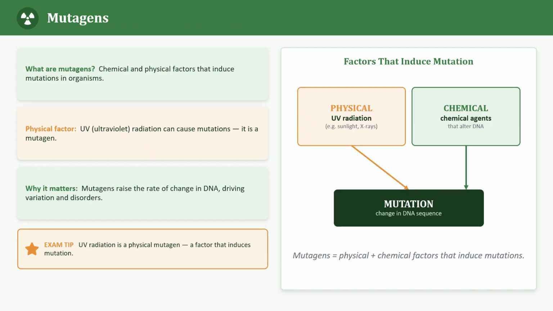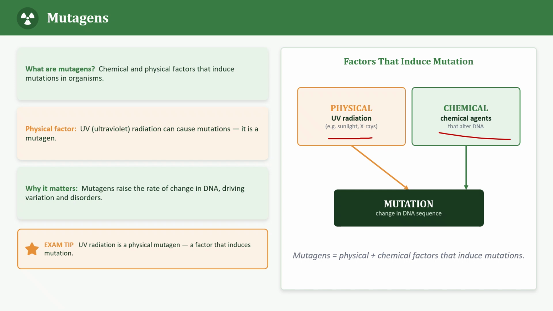So next we are going to see mutagens. So what are these mutagens? See, mutations sometimes occur naturally. However, many mutations are caused by external agents. They are called mutagens. So mutagens are physical or chemical factors that increase the rate of mutation. They damage the DNA, leading to changes in the genetic material.